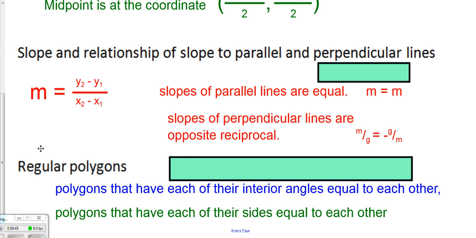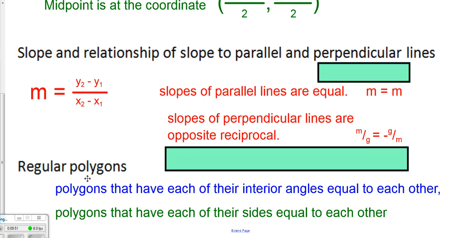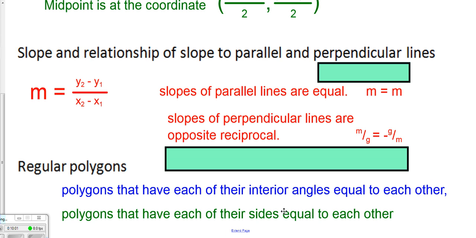And one last piece of review. Remember that regular polygons would be polygons that have all of their interior angles equal to each other, or you can kind of think of it as all of their sides are equal to each other. Now these are biconditional. Remember, that means if we know that all of the sides are equal to each other, then all of the inside angles are equal to each other. If we know that all the inside angles are equal to each other, then we know for sure all of their sides are equal to each other. So these go hand in hand. Either way, that'll show that it's a regular polygon.